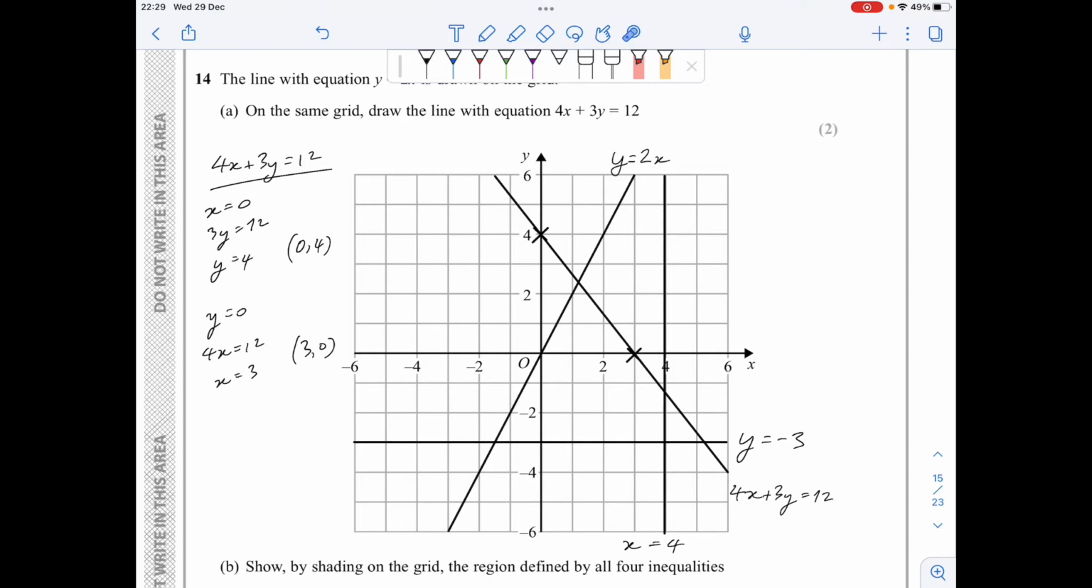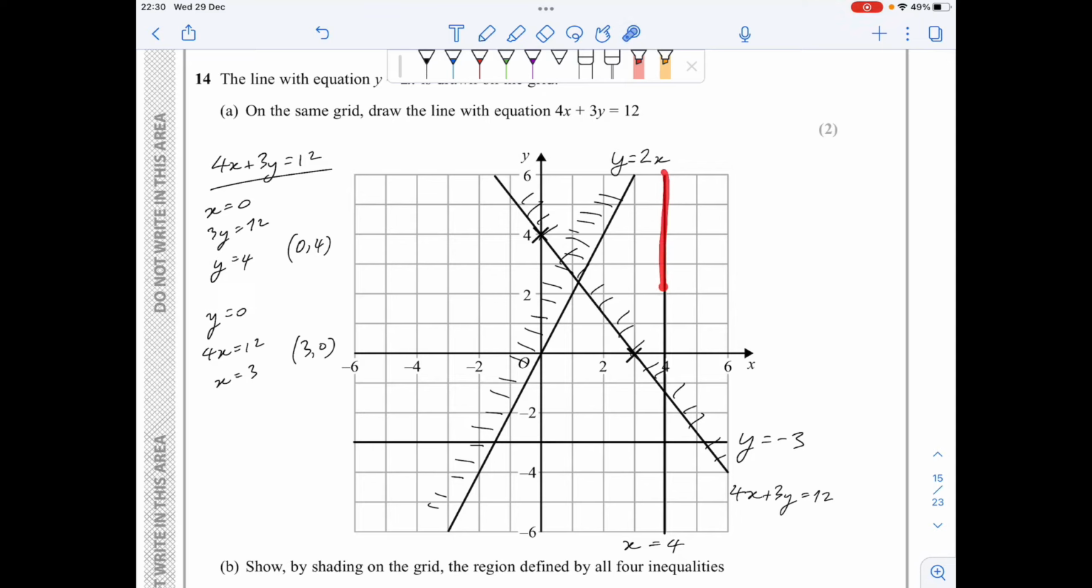Regarding the first line, this one, I need the region below my line. So I'm going to cross out the region above the line. Regarding the second one, again, I want the region below my line. I'm going to cross out the region above the line.